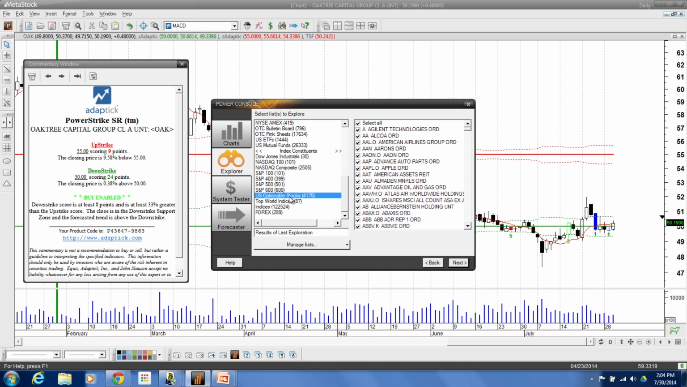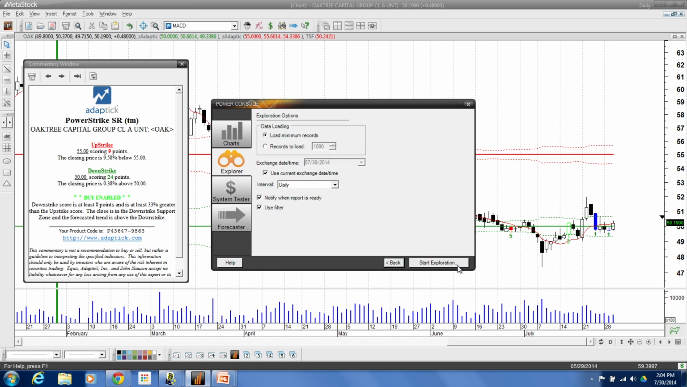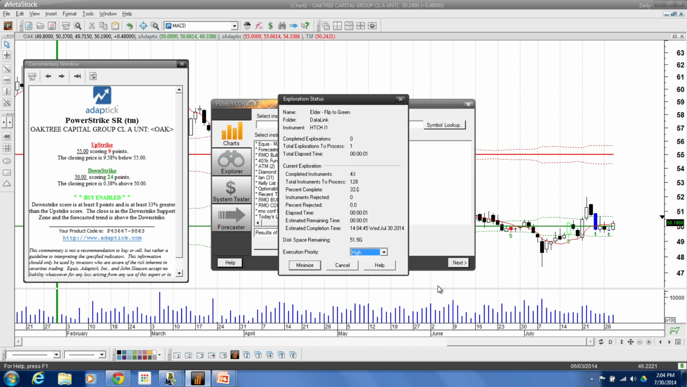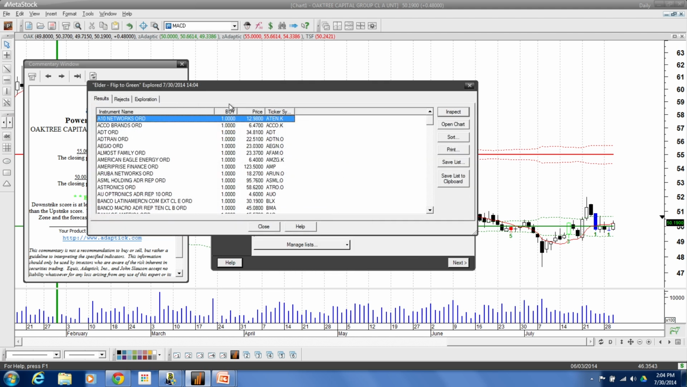Can you use it on other lists? Absolutely. But the optionable stocks are going to have more of a credence towards these option strike pricing because they are traded around that. I'm just going to scan a quick watch list here for this example. So we'll just do this, click Next, and start my exploration. And what we're going to do is just go ahead and get a list of stocks that are meeting that criteria. Okay, so here's all my stocks that are meeting that criteria right now.